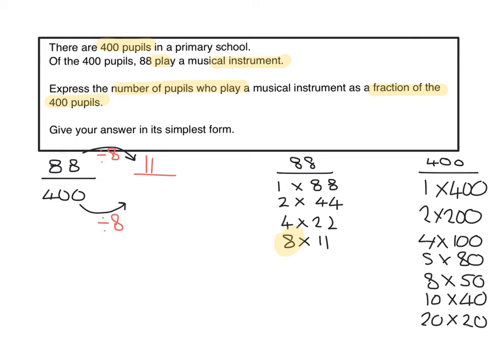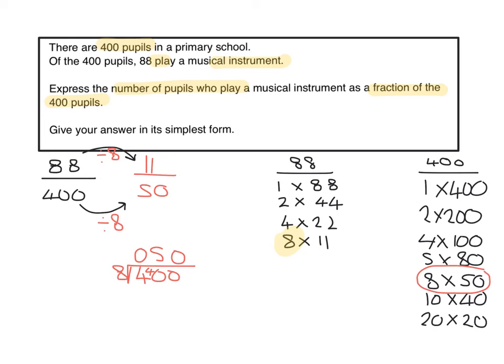400 divided by 8. If you're struggling, you can do a little bus stop. 8 into 4 is 0. I've still got 4. 8 into 40 is 5. 8 into 0 is 0. So that's going to be 50. We did actually learn that earlier. 8 times 50 is 400. So my answer is 11 over 50.